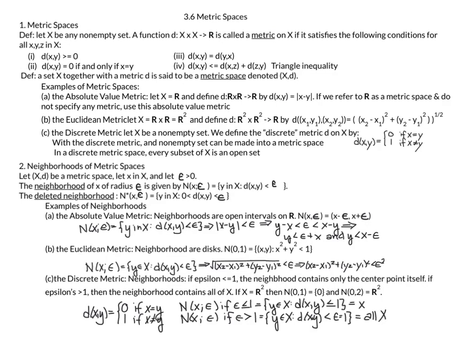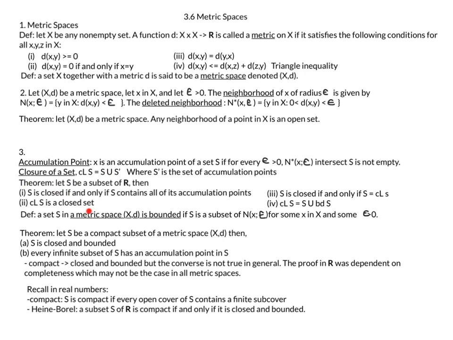So we've completed the topics of this video. We first talked about metric spaces, we talked about neighborhoods of metric spaces, and then we talked about accumulation points and closures and how metric spaces may differ from the real numbers at this point.